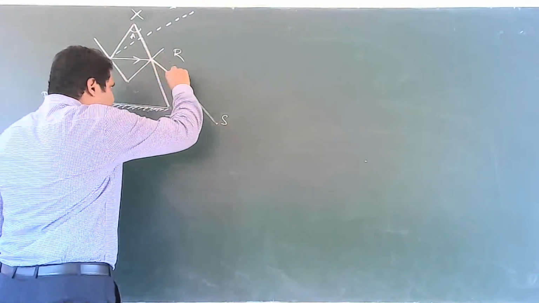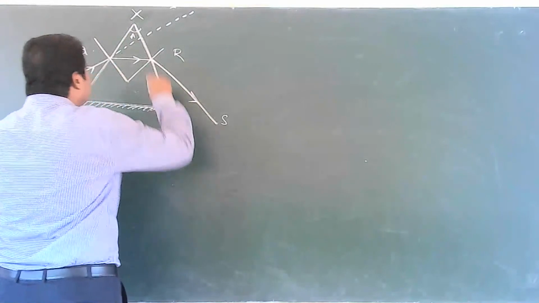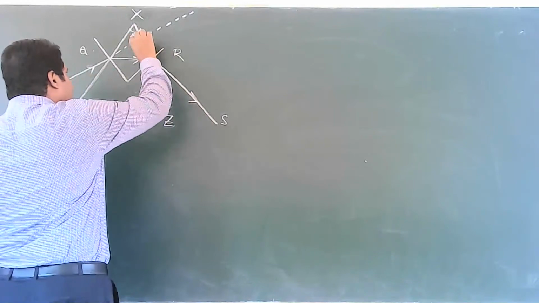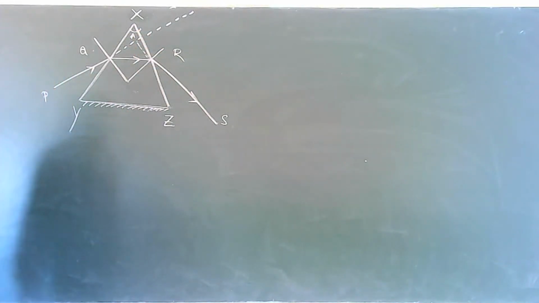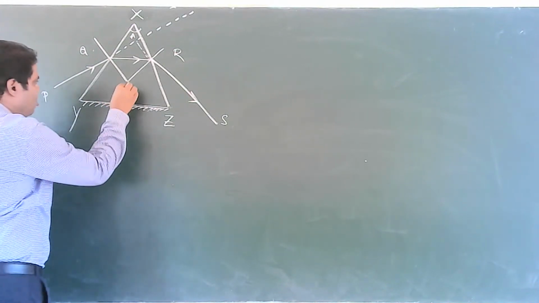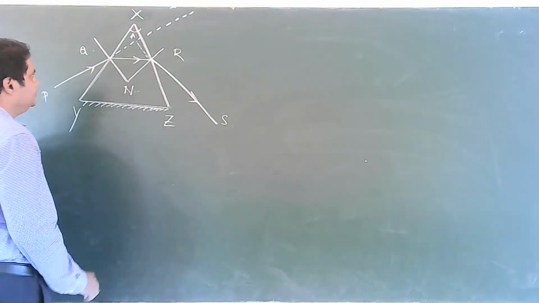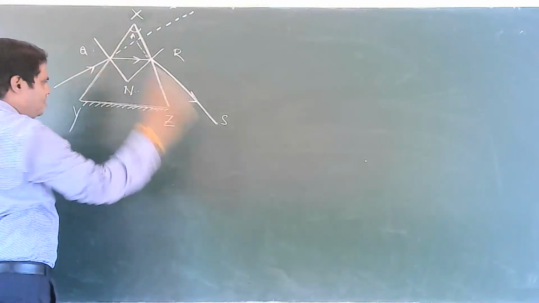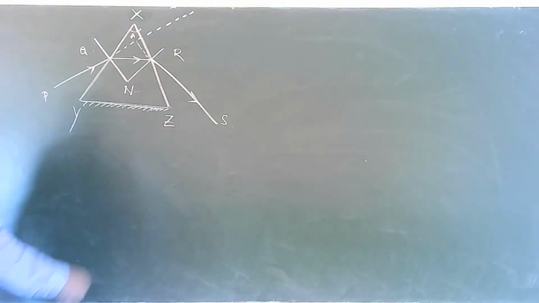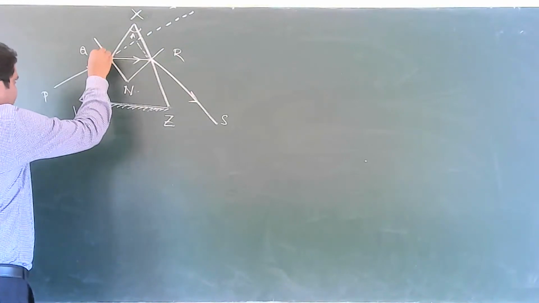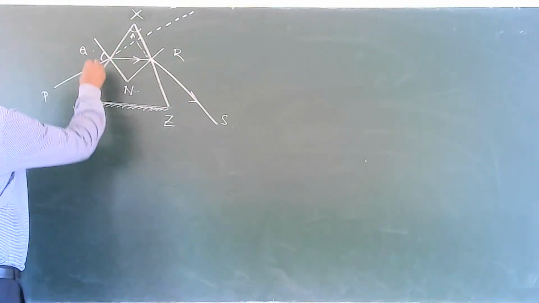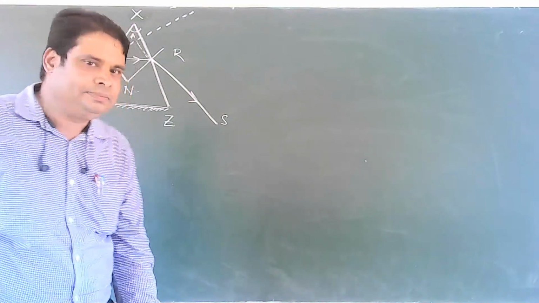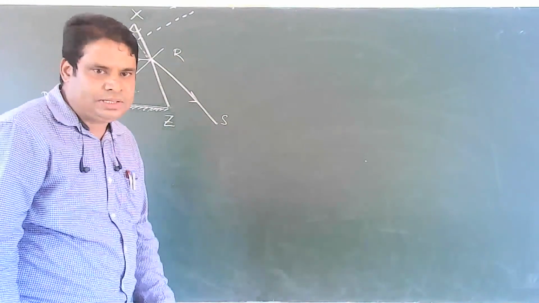Okay. Let me extend this line also. Let this common point be N. This X, you may get confused, X to N, no problem. With respect to the normal, let me draw the angle of incidence. Let me represent the angle of incidence.